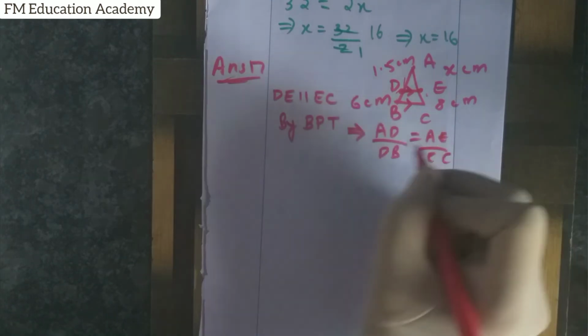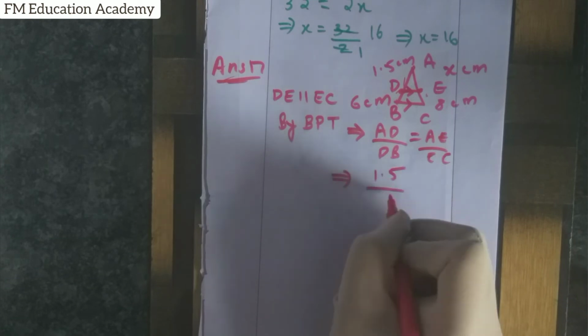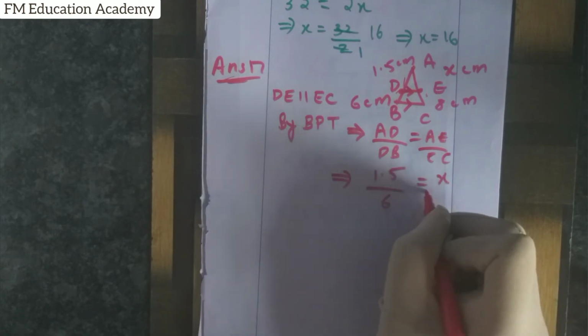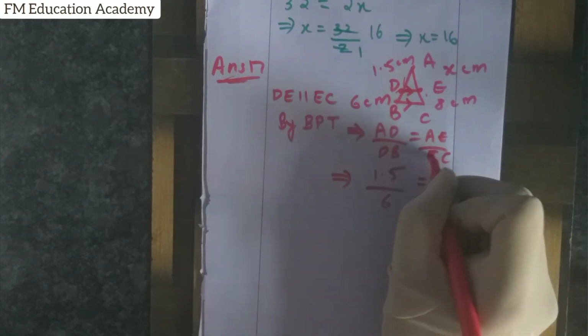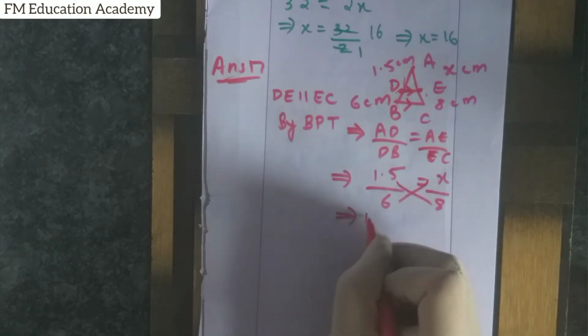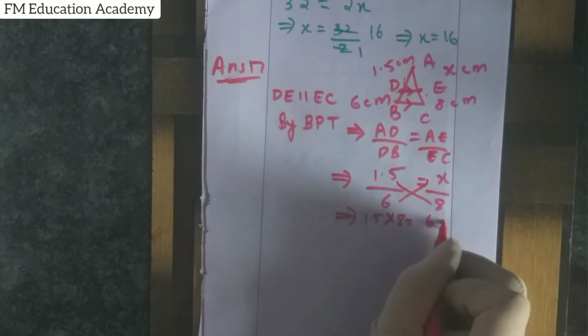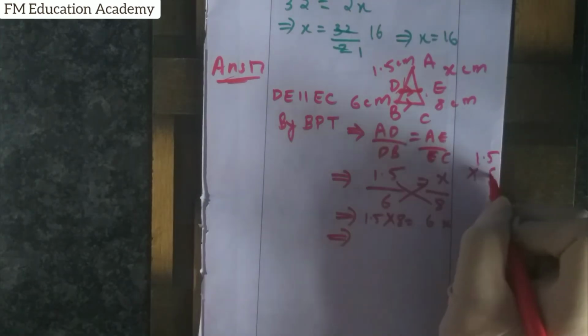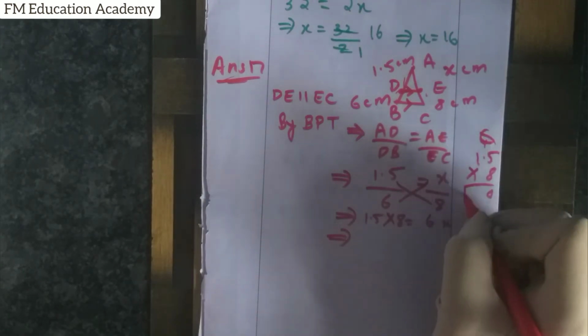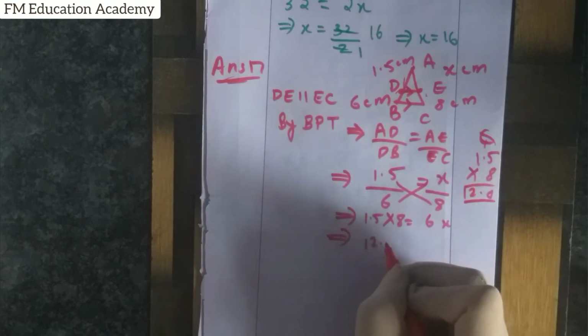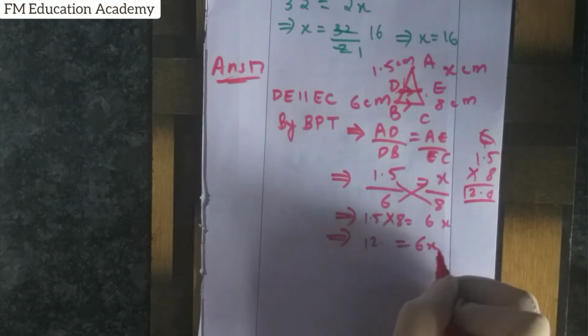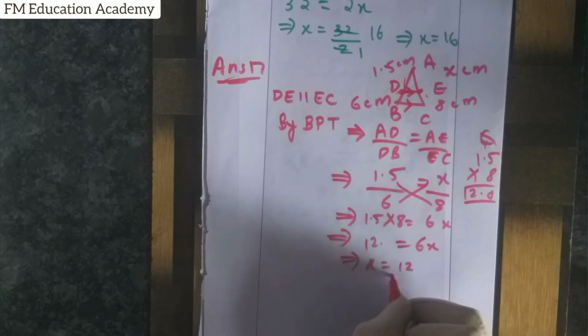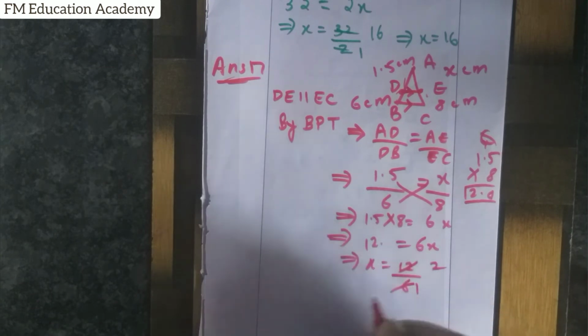Just substitute AD is 1.5, DB is 6, AE is x and EC is 8. Cross multiply: 1.5 into 8 equals 6x. We know 1.5 into 8 is 12. So 12 equals 6x, or x equals 12 by 6, which is 2. So we got the answer x as 2. That is option B.